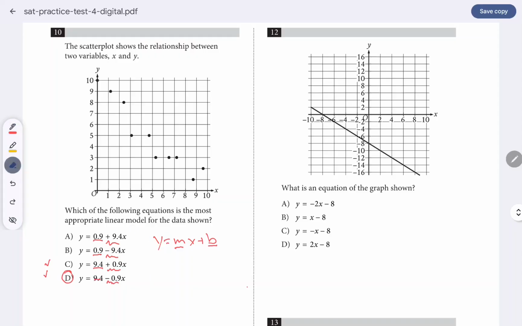If we were to look at the graph of each individual answer here, we would see that A produces a graph like this. B produces a graph like this. C produces a graph like this. And D produces a graph like this. And D looks closest to our scatter plot.